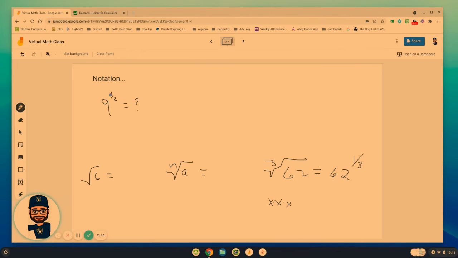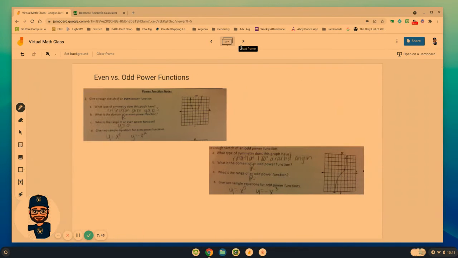That means 9 to the 1/2 is the same as saying the square root. We don't write the 2 for square root. Or square root of 6 is the same as saying 6 to the 1/2 power. Or basically, whatever is underneath to the power of 1 over whatever numerical value we have for the root, 1 over n. And so they are synonymous. They do have equivalency. Now let's talk back about these even and odd power functions.